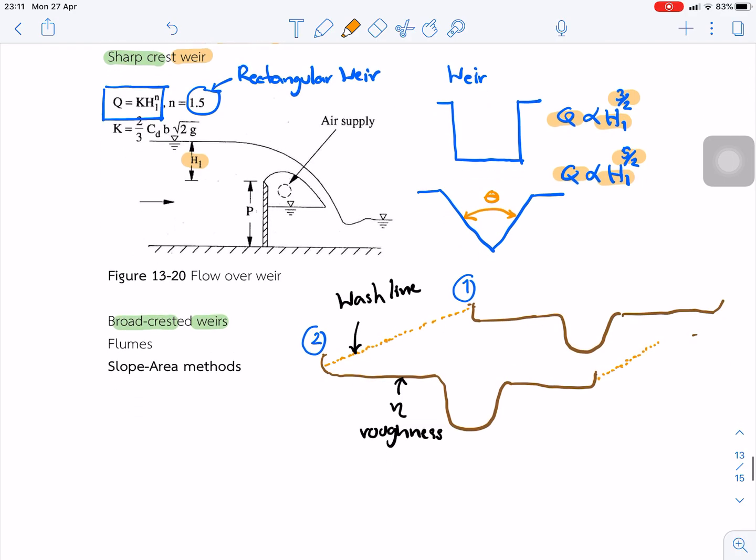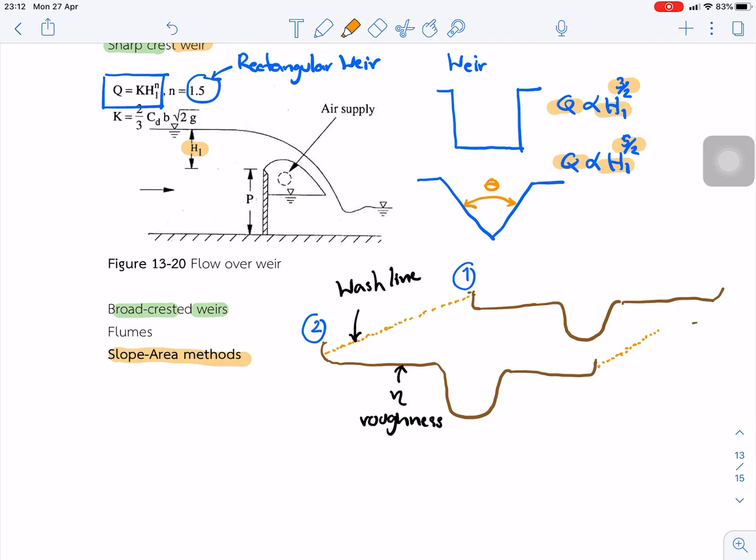And the last method we call the slope area method. If you don't know the flow rate passing through during the flooding period, we can look at the wash line on both sides of the river. We can imagine this wash line is the maximum water level, and we can estimate the water surface elevation and draw the flow area. You can imagine the flow area during the flood is like this.